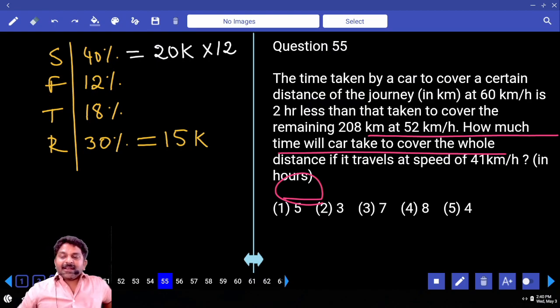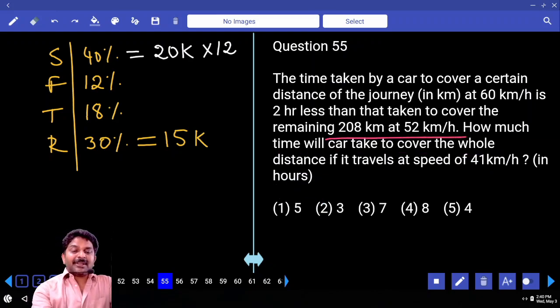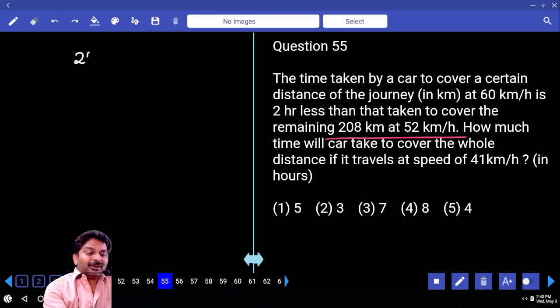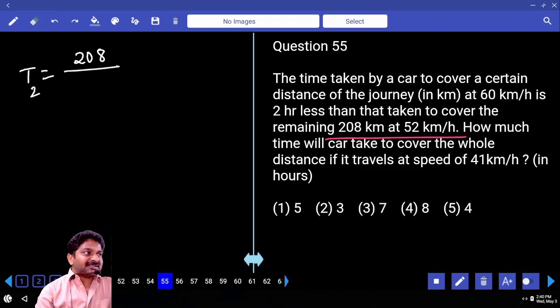The time taken by the car to cover a certain distance of the journey at 60 km per hour is 2 hours less than the time taken to cover the remaining 208 kilometers at 52 km per hour. So how much time will it take to cover 208 kilometers? Time in the second case. 208 kilometers traveled at a speed of 52 km per hour. How much time does it take?